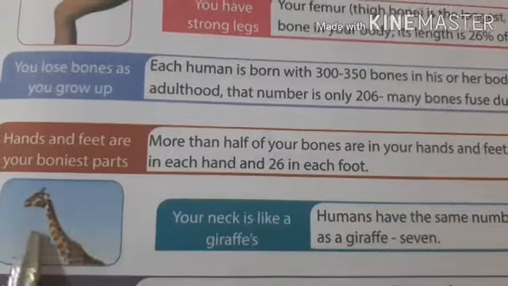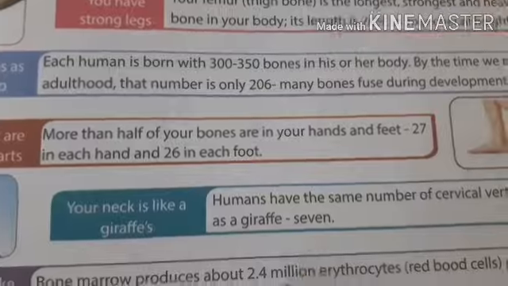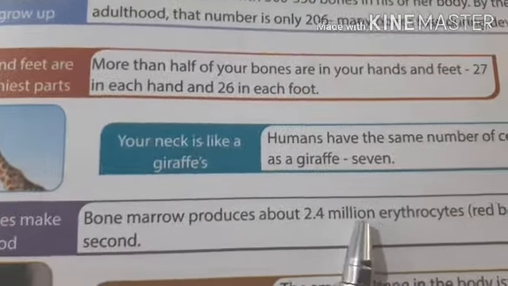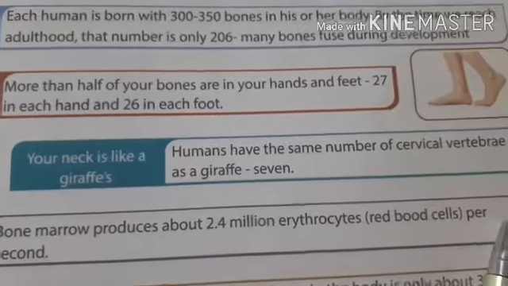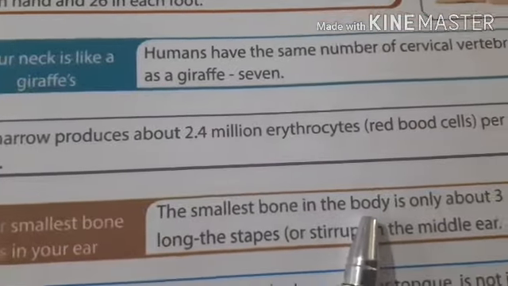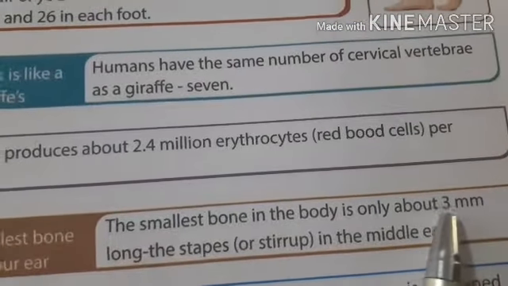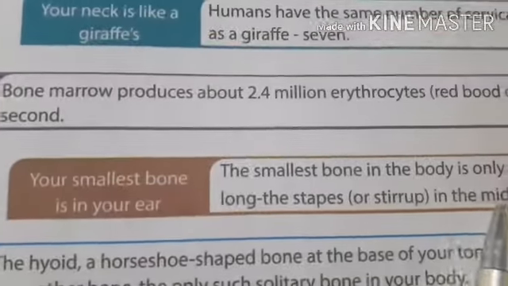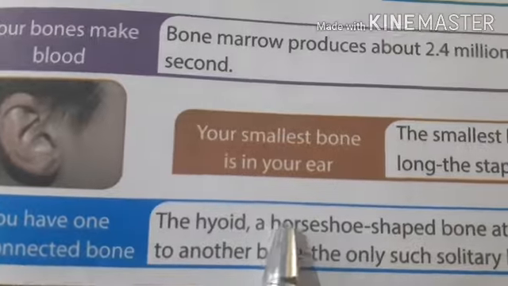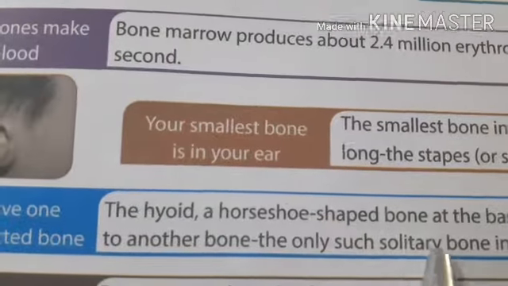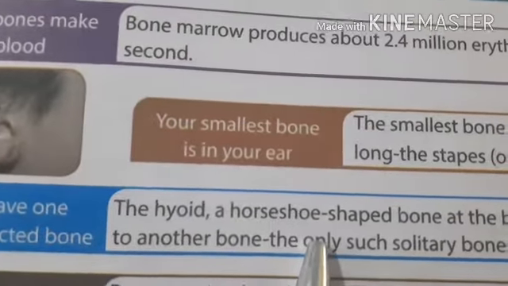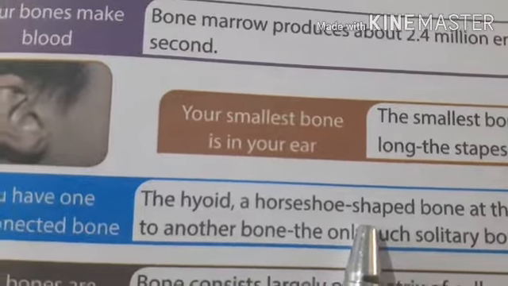Then the neck is like a giraffe. Then your bones make blood: bone marrow produces 2.4 million red blood cells, RBC, per second. The smallest bone is our ear bone, the size of which is 3 mm, and it lies in the middle of the ear. Then we have one unconnected bone, that is the hyoid. Its shape is horseshoe shaped and it is at the base of our tongue. It does not connect with any other bone. It is the only bone that is not connected to any other bones.